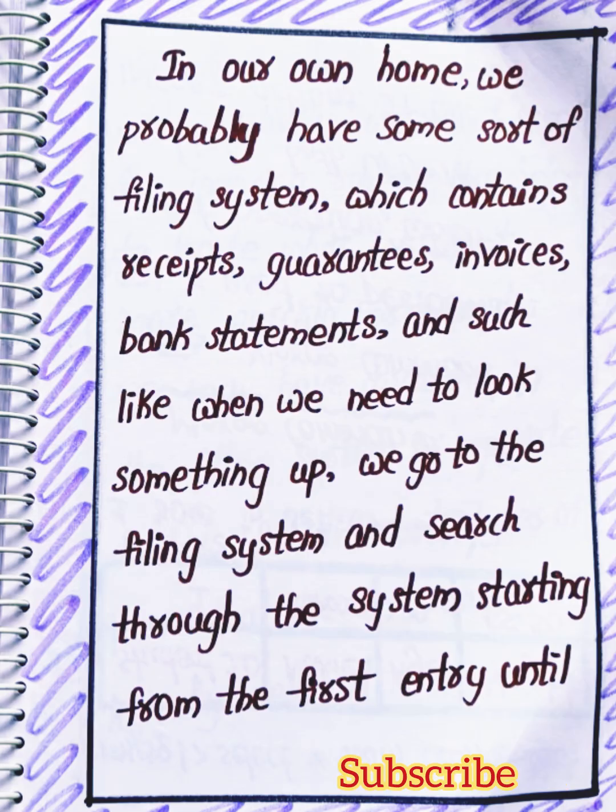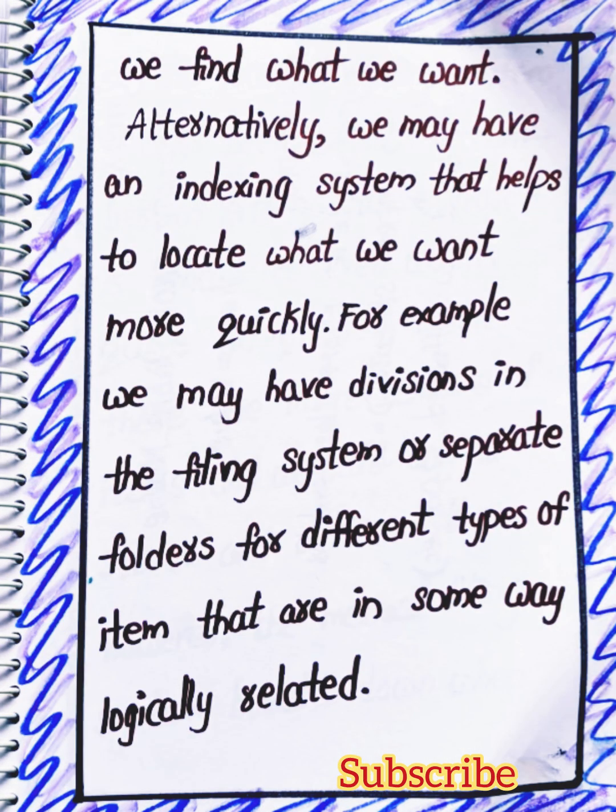When we need to look something up, we go to the filing system and search through the system starting from the first entry until we find what we want. Alternatively, we may have an indexing system that helps to locate what we want more quickly. For example, we may have divisions in the filing system or separate folders for different types of items that are in some way logically related.